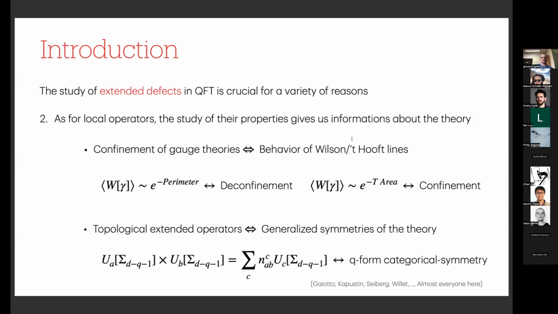Of course, there are also other sets of extended operators which are very useful in quantum field theories. For example, the algebra formed by topological extended operators is the one that generates all the generalized symmetries of the theory, what we now call the q-form categorical symmetries. And we know very well that understanding this algebra gives a lot of constraints on the full quantum field theory, for example, on the allowed phases and transitions that a theory can have.